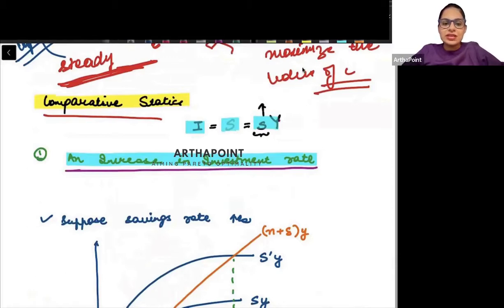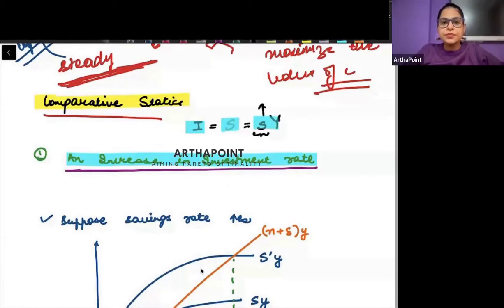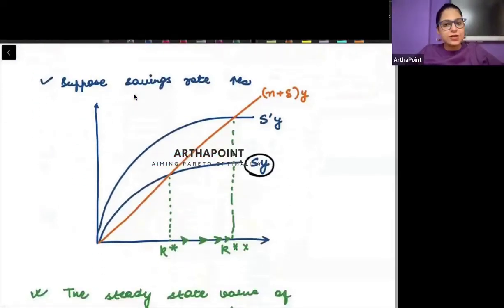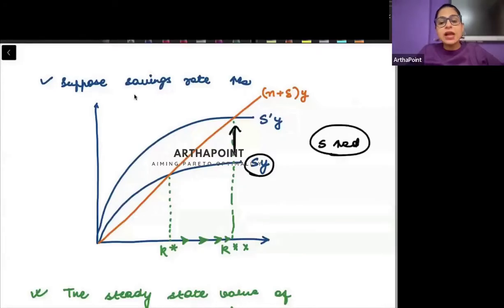Now, when there is an increase in the savings of the people, it means that there is an increase in the savings function. The savings function is going to shift upwards. So that is the first thing that we are going to do: shift the savings function upwards. See here, this was my initial savings into output. And since my savings has increased, the savings into output function has shifted upwards. People are saving a larger proportion of their income.